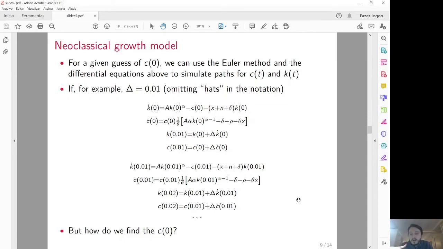So we do this a finite number of times, and then we can compute a path of consumption and capital for several time periods. So that's how we use the Euler method to simulate capital and consumption over time. Okay, but we started with the assumption that we are having a given guess for C0. How are we going to actually find the C0 that holds in equilibrium?